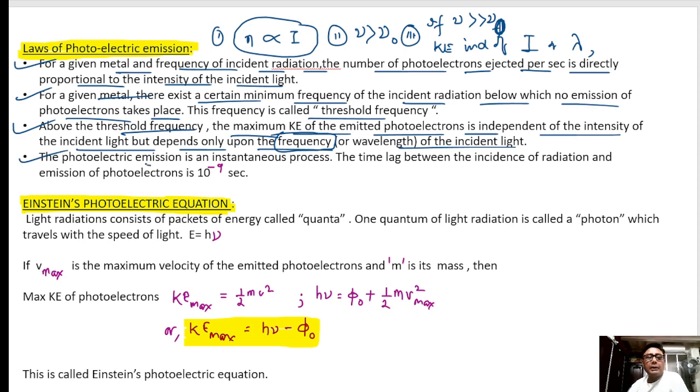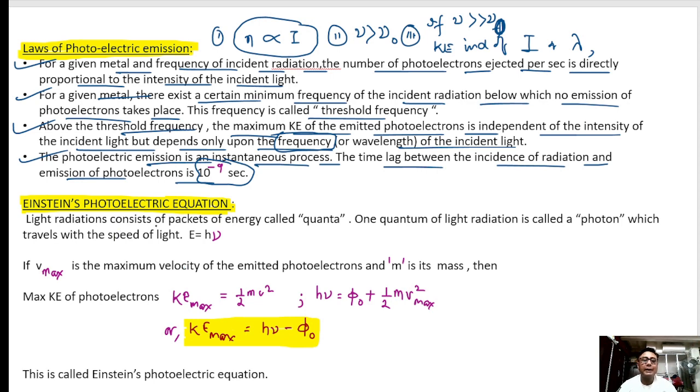The photoelectric emission is an instantaneous process. The time lag between incident radiation and emission of photoelectrons is only 10 to the power minus 9 seconds. That means instantly the photoelectrons will start to be emitted from the surface. So these are the laws of the photoelectric emission, which you have to memorize by heart. You need to know this equation very nicely. All the 4 laws of emission are very important.